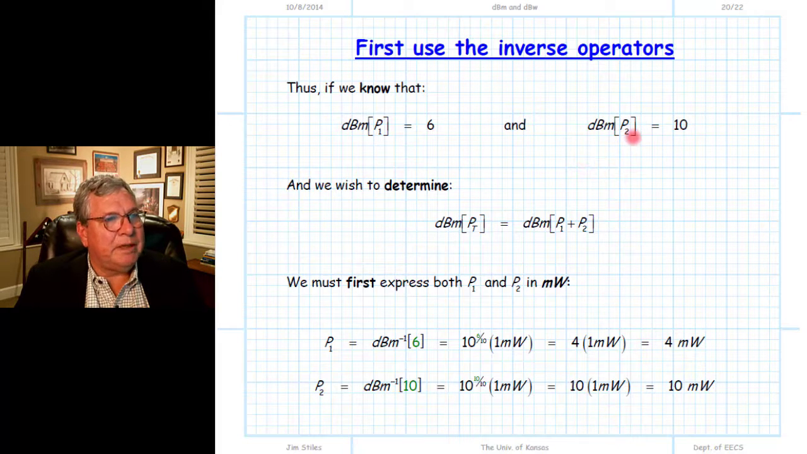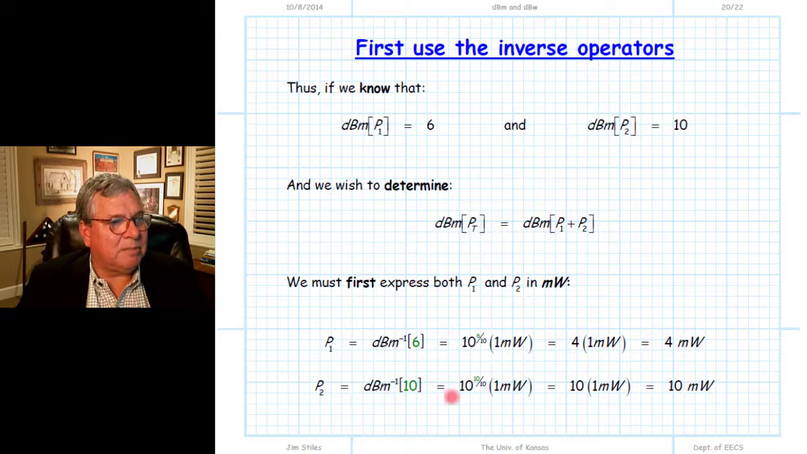Likewise, for P2, the power P2, expressed with the dBm operator is equal to 10. What is the value of P2? Well, we apply the inverse operator. Again, make sure we multiply by 1 milliwatt here. 10 times 1 milliwatt. It's 10 times larger than 1 milliwatt. In other words, it's 10 milliwatts. So now we know P1 is equal to 4 and P2 is equal to 10.